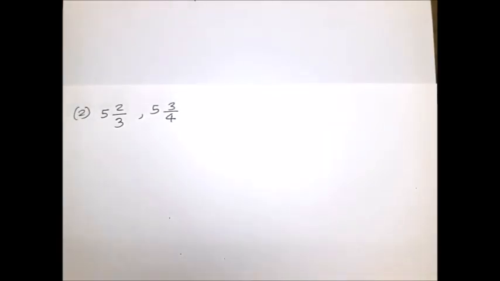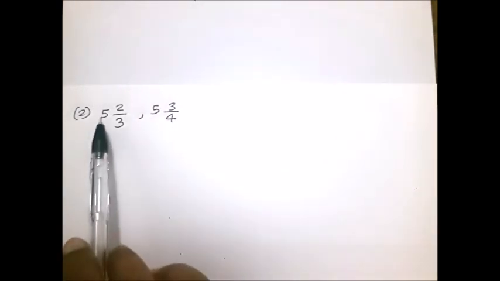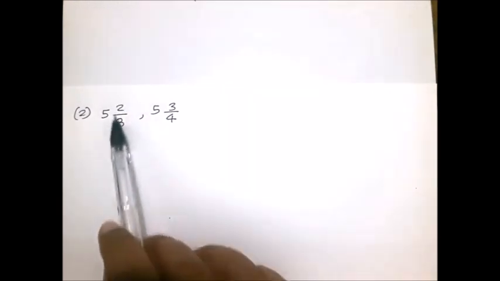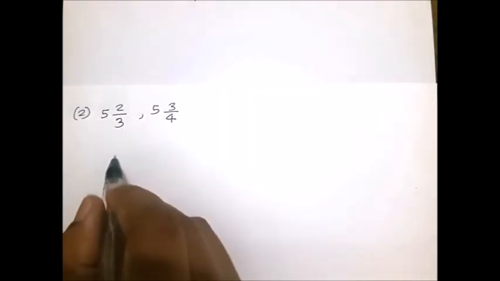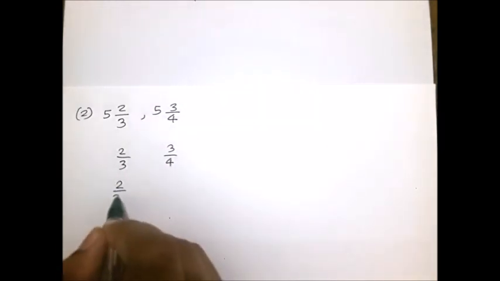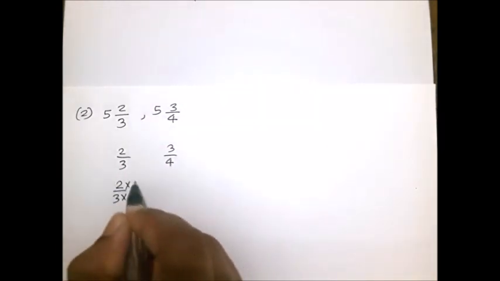Now look at the second example. Here again whole numbers are the same, 5 and 5. So you have to compare these fractional parts, 2 over 3 and 3 over 4. Now you have to take a common denominator. 3 and 4 you can convert into 12. So multiply this one by 4.